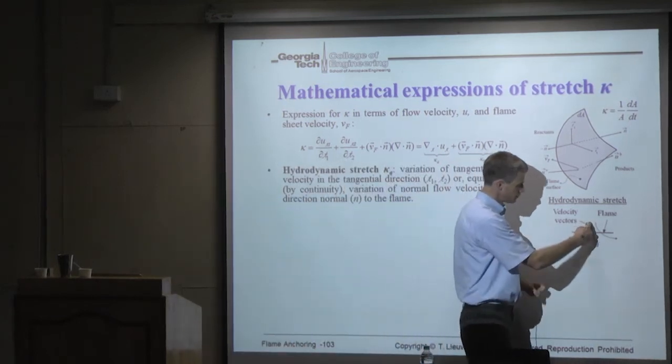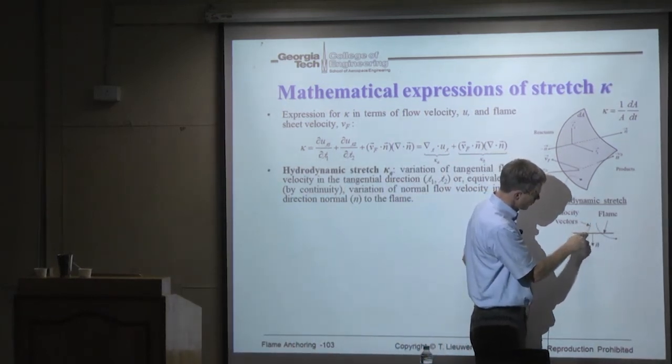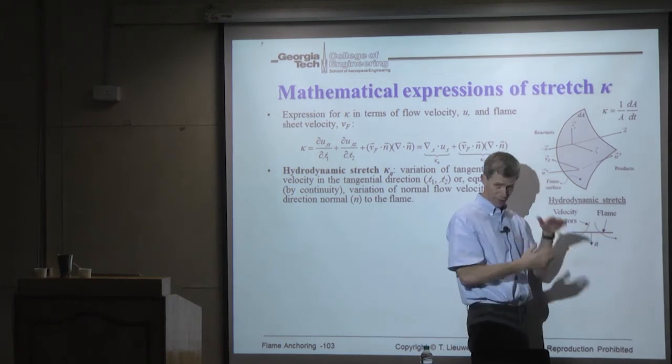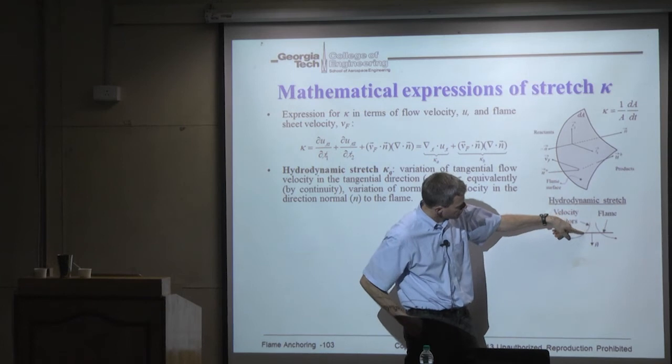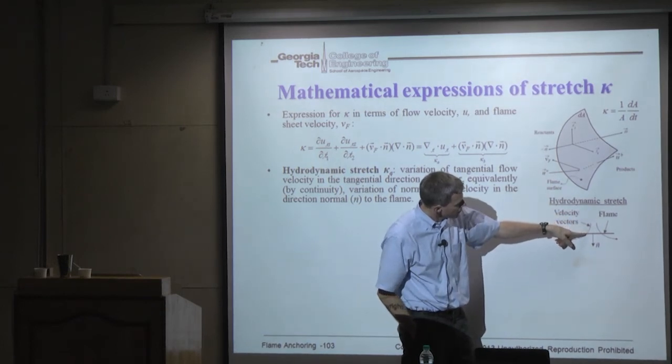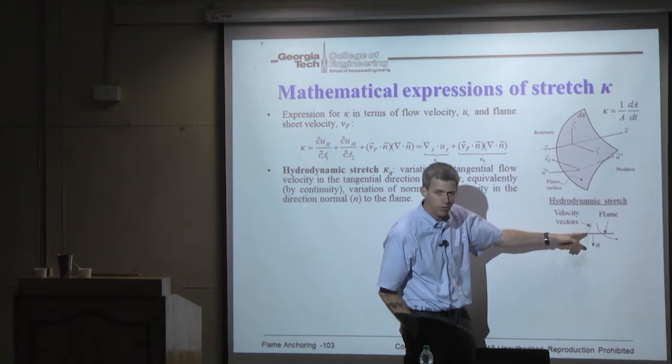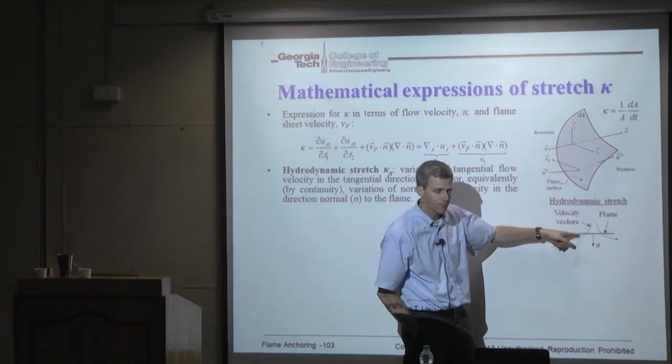So imagine I can decompose the velocity vector here. Here I'm just going to collapse the flame to a sheet, not think about its internal structure. But for this flame, if I think about the velocity, I can decompose it into a contribution normal and tangential to the flame.